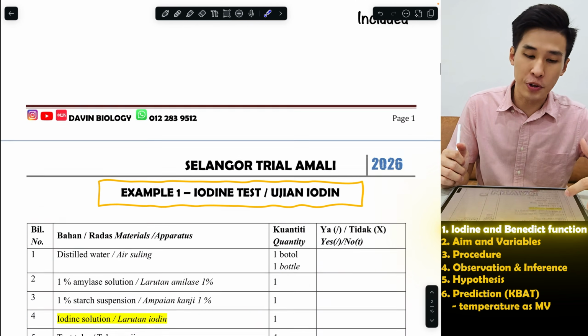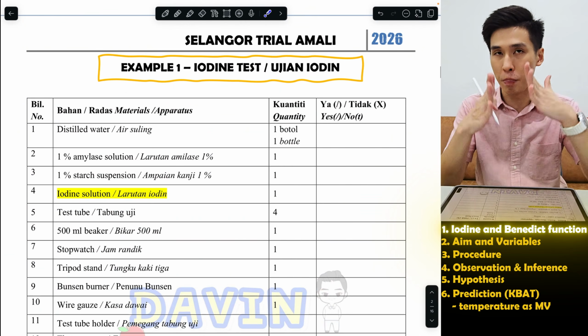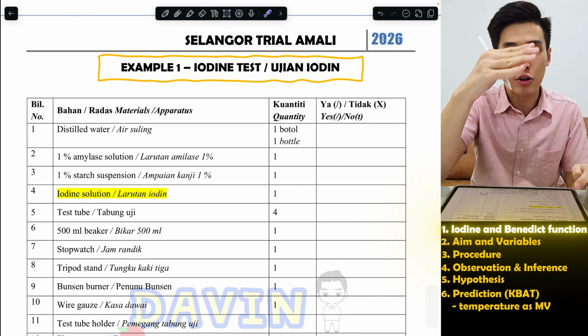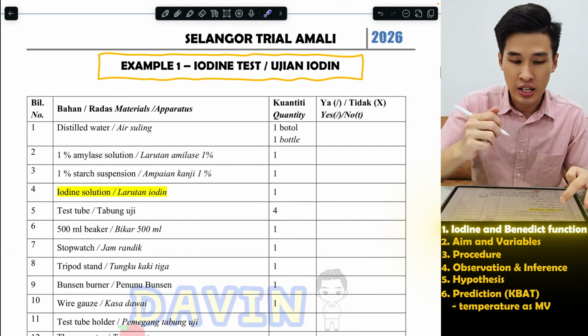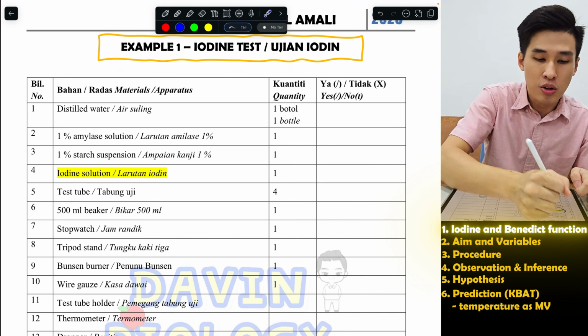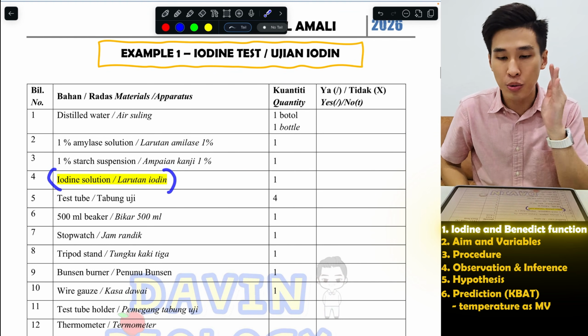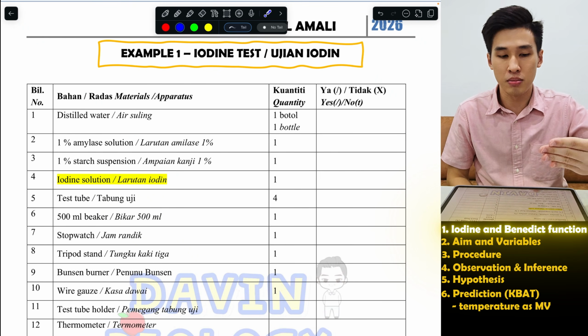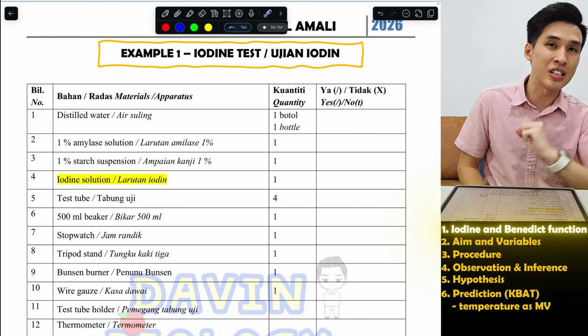So first, let's briefly go through this. When you get your paper, if it's an unguided experiment, there's no procedure. You have to look through the apparatus and materials and look out for iodine or Benedict. If it's iodine, it means iodine test. If it's Benedict, then it's Benedict test. If it's both, then you probably need to do both, which I don't think they will ask.